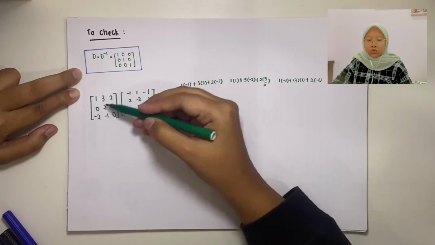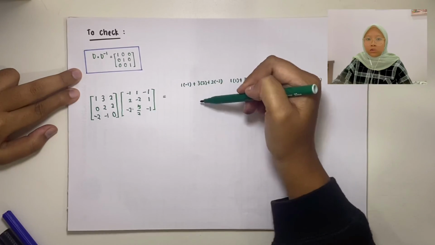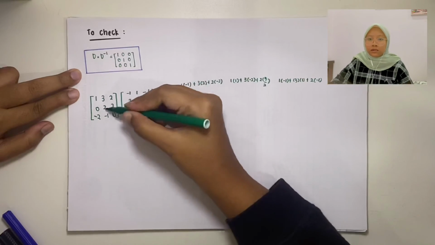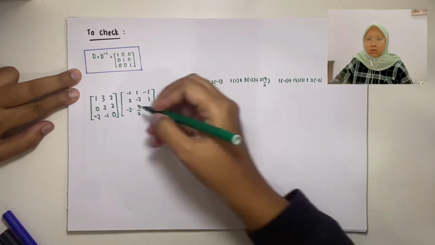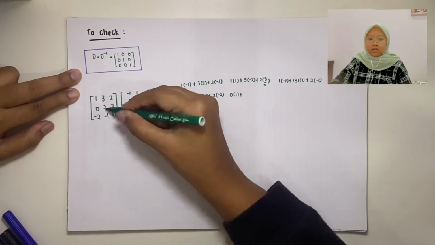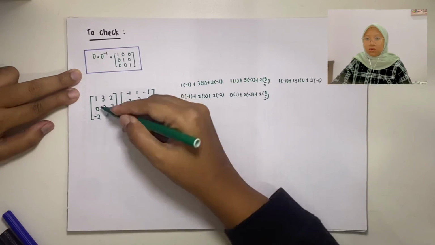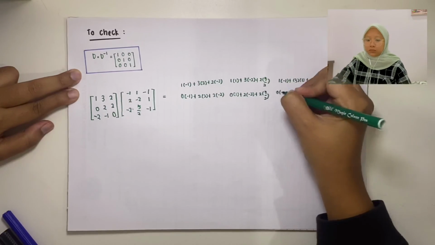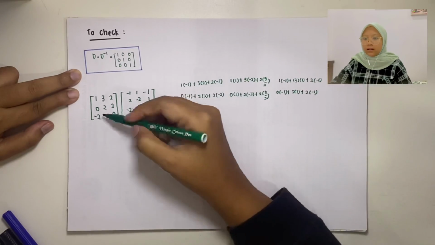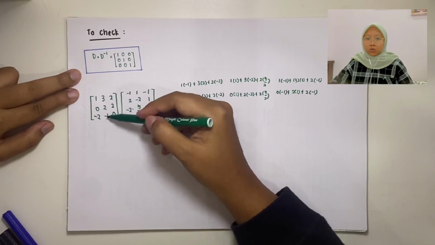Next, for row 2, column 1, column 2 and column 3. Row 2, column 1 is 0, negative 1 plus 2, 2 plus 2, negative 2. Next, row 2, column 2, 0, 1 plus 2, negative 2 plus 2, 5 over 2. Next, row 2 and column 3 is 0, negative 1 plus 2, 1 plus 2, negative 1. Next, row 3 and column 1, column 2 and column 3.